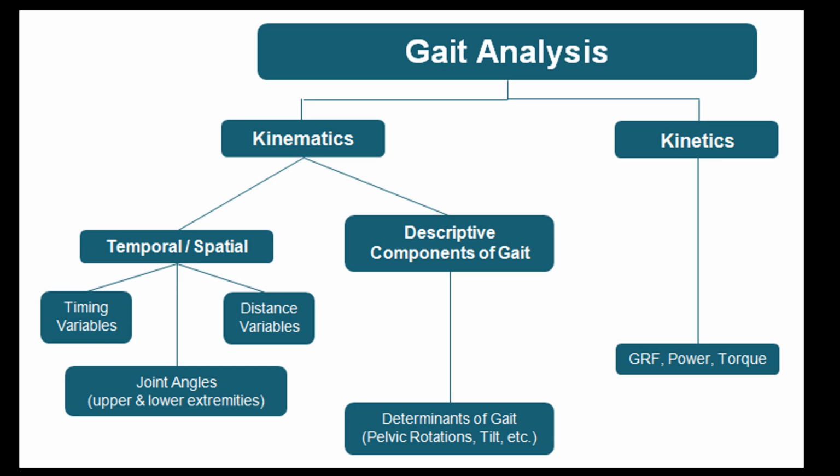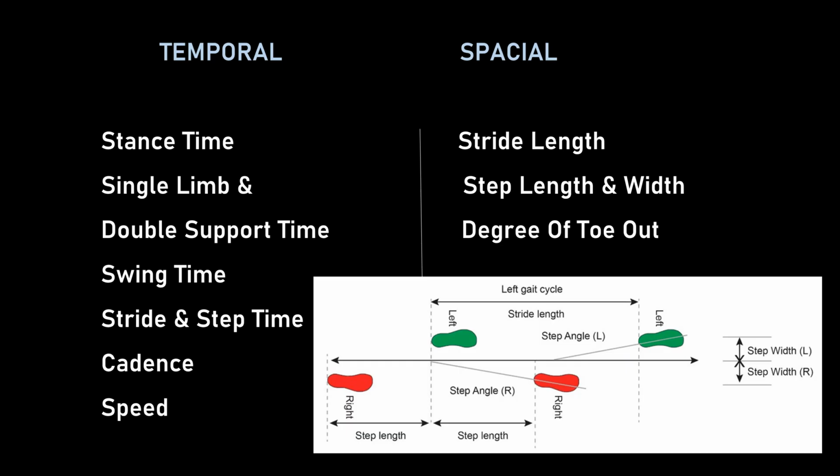So there will be timing variables during gait, the distance variables during gait, and there will be joint angles of the upper and lower extremities. We'll be discussing that. And then there are the descriptive components of gait, which then come to the determinants of gait, which are pelvic rotation, tilt, etc.